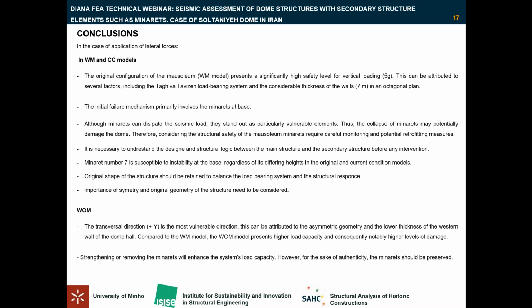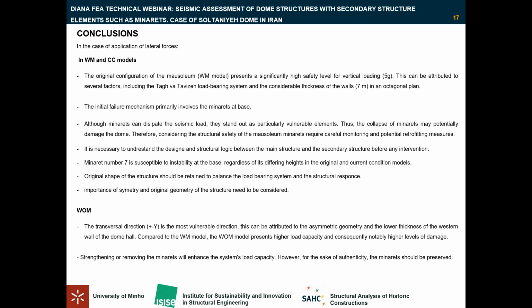It is necessary to understand the design and construction logic between the main structure and the secondary structure before any interventions. Minaret number 7 is susceptible to instability at the base regardless of its different heights in the original and current condition model. The original shape of the structure should be retained to balance the load-bearing system and the structural response. The importance of symmetry and original geometry of the structure needs to be considered.